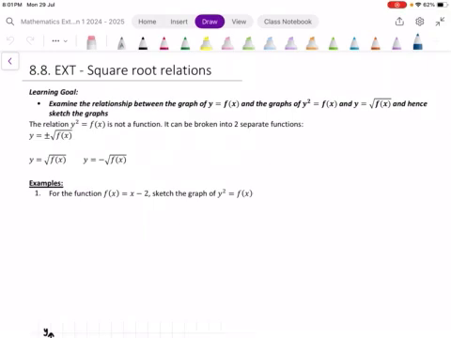So for the function f(x) equals x minus 2, we want to sketch the graph of y squared equals f(x). What we have is y squared equals f(x), where our f(x) function is x minus 2. So this means that we have y squared equals x minus 2, and we'll have y equals plus or minus the square root of x minus 2.